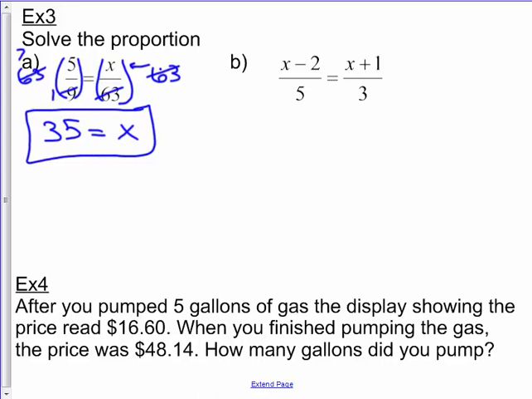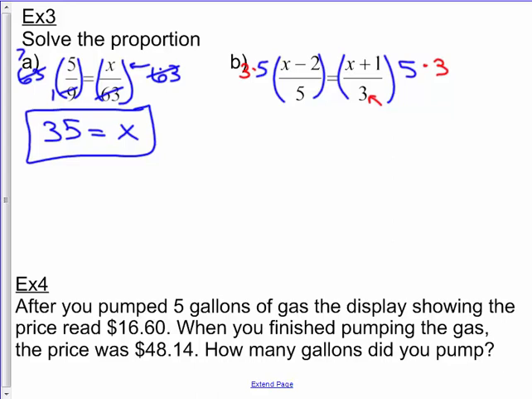B is a more difficult problem here because we have a 5 on the bottom and a 3 on the bottom. We're going to have to get rid of both of those. To get rid of the 5, I would multiply both sides by 5. But I'm going to take it one step further and get rid of the 3 as well. So to get rid of the 5, I multiplied by 5 on both sides. To get rid of the 3 on the bottom, I'm going to multiply by 3 as well. So I'm going to multiply the right side by 3 and the left side by 3.